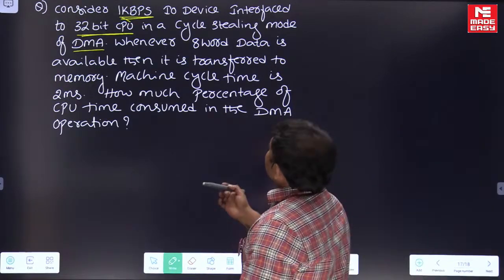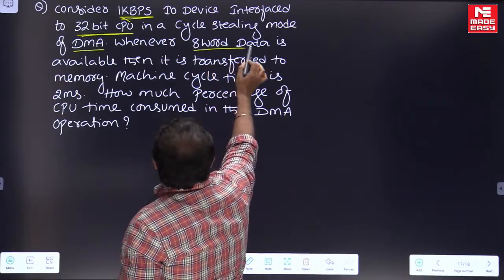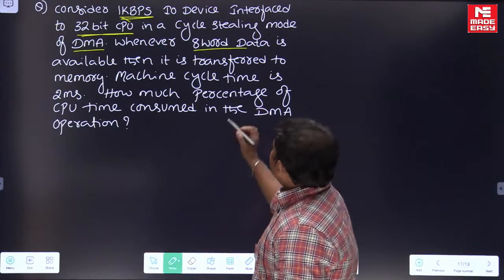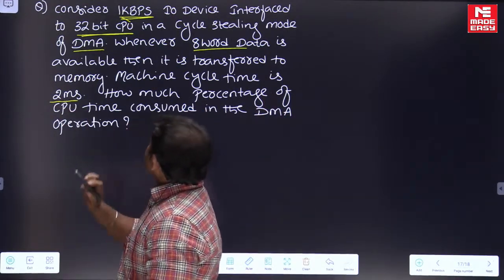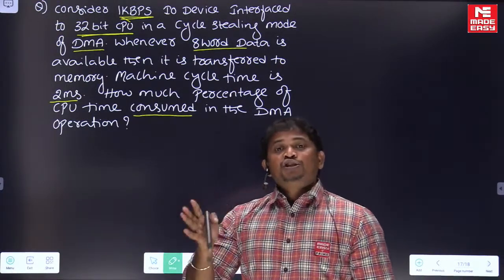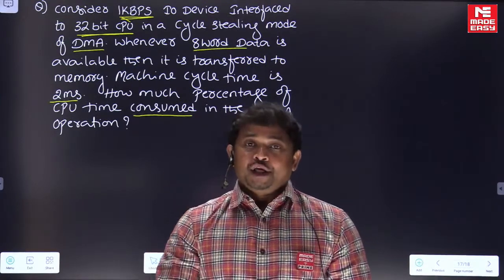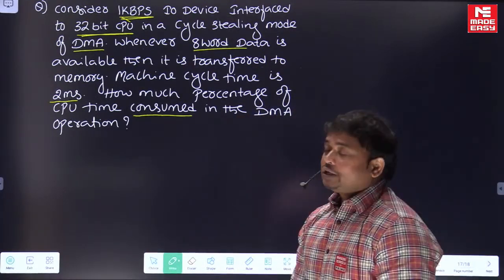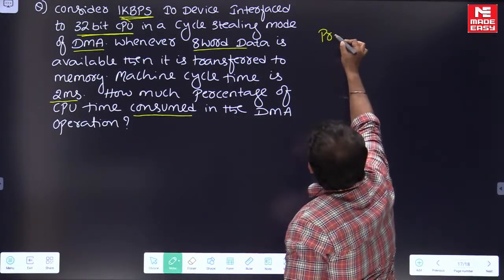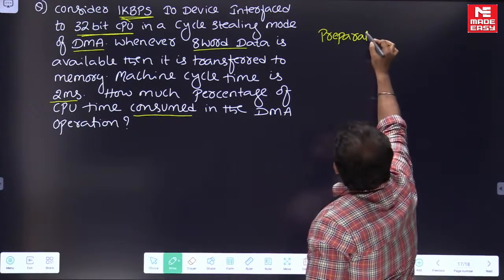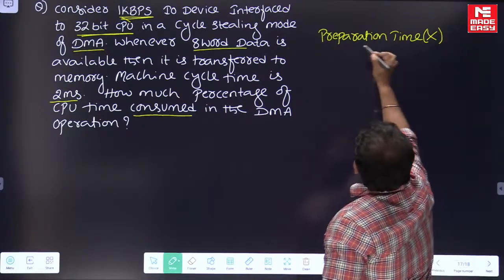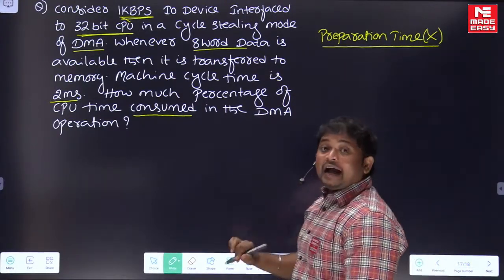Here, whenever 8 words of data are available in the buffer, they are transferred to main memory. The machine cycle is given as 2 milliseconds. How much percentage of CPU time is consumed? That means the percentage of CPU time blocked in the DMA operation. First, calculate the preparation time, denoted as X. This preparation time depends on the IO speed.